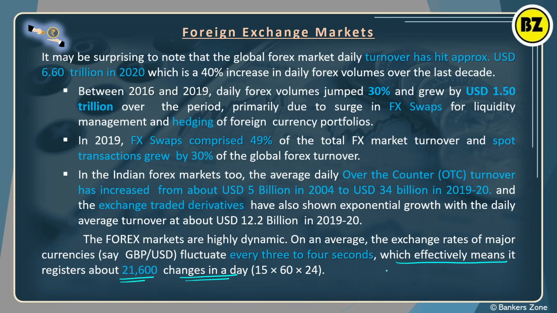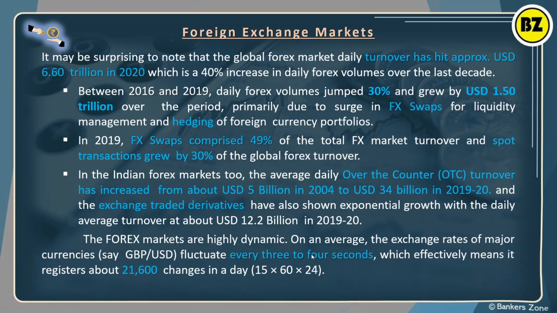So whatever the change, say rupees to dollar, how many times does it change? Around 21,600 times it changes in one day. How? 24 hours, 60 minutes, and in 1 minute 15 times. At 4 times in a second... that means in 1 minute 15 times. When you multiply this, you will get 21,600 times that the rate changes. So see how dynamic that market is.